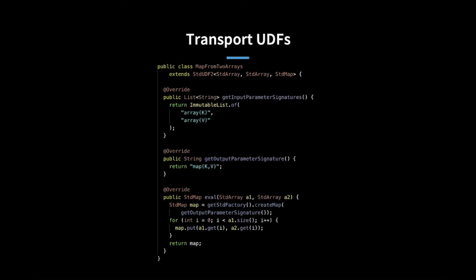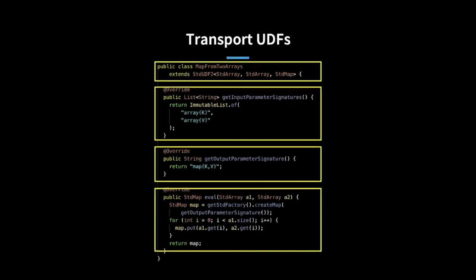So if we take a look at an example UDF that is written in the transport API, we see that it consists of 4 components. First, users extend the standard UDF API, and that API is parameterized by the inputs to the UDF and the output as well. In this case, the UDF would expect 2 arrays, and then it would output a map of those 2 arrays.